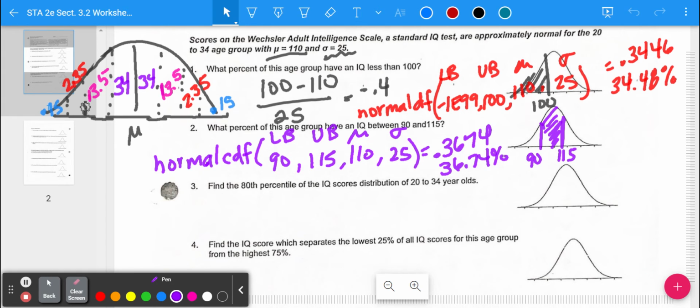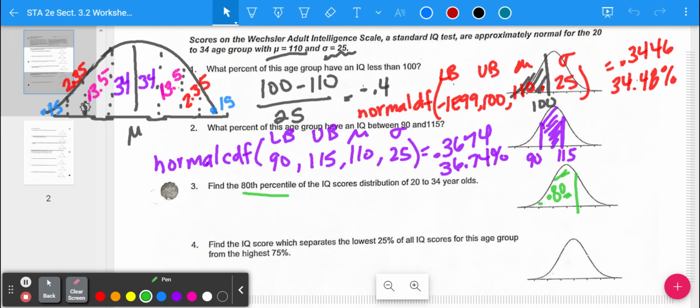For number 3, we're mixing things up a little bit. It's asking for the 80th percentile. So instead of giving the actual value, I am going to find the inside area. So the 80th percentile will be here. It's these parts that I've covered. And remember, percentile is everything below it as well.